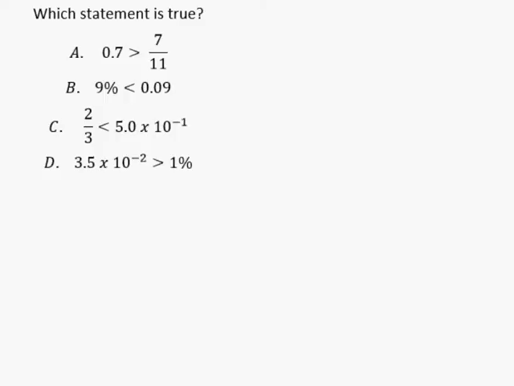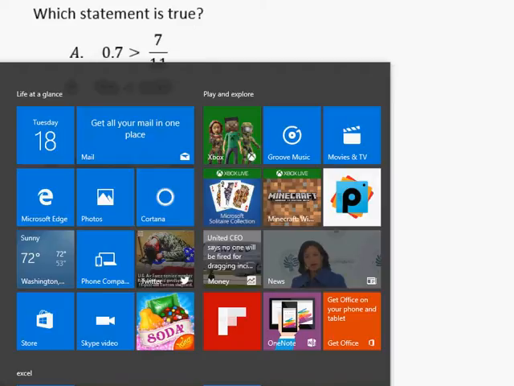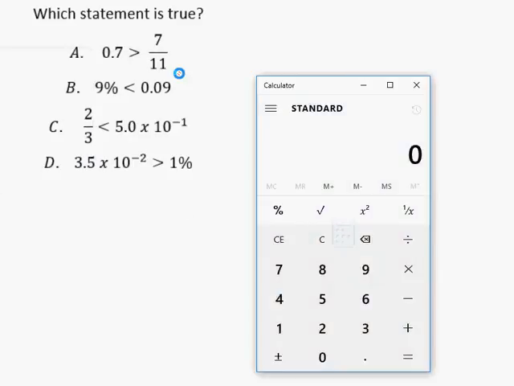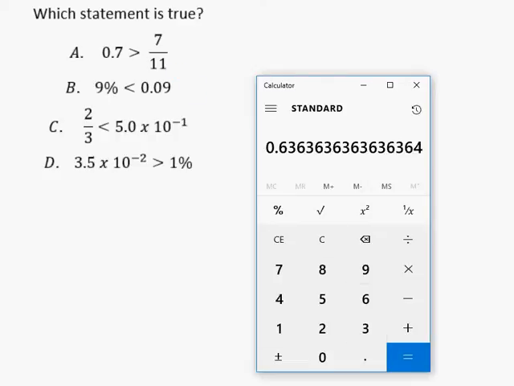Well, the best and easiest way probably to do an honest comparison here is to convert all of these values into decimals. So if I'm going to take 7/11, let me get my calculator out and convert it into a decimal, I simply need to divide 7 by 11 and see what it is. It's 0.63636363 and on and on.